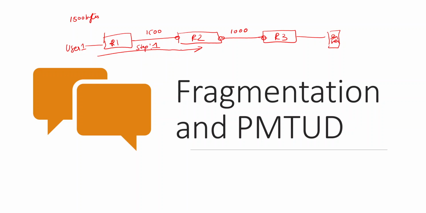Once it reaches R2, the packet size is 1500, but the link can only carry 1000. So it cannot send the packet on this link. If it is not able to send, it will eventually discard it. But what will the router do? It will use a mechanism called fragmentation.